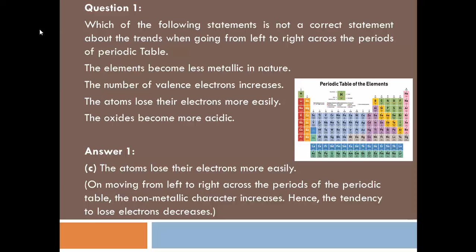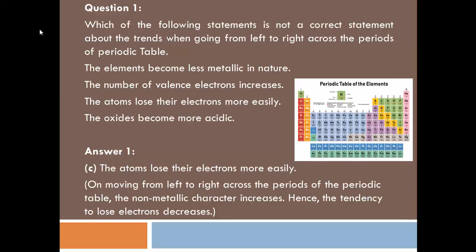We know that when we move from left to right across a period, the elements are becoming less metallic in nature. We can see we move from metals to semi-metals to non-metals, right? Therefore, that statement is correct. The number of valence electrons increases. So, that is also correct. When we move in a period, we know that the number of valence electrons increases one by one as the atomic number increases. Okay? And the atoms lose their electrons more easily.